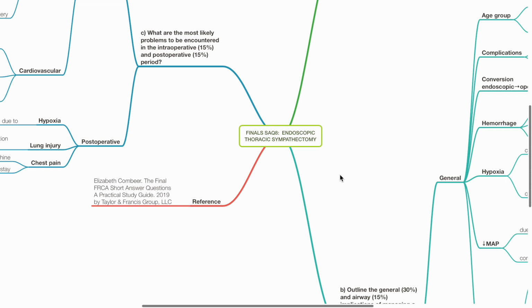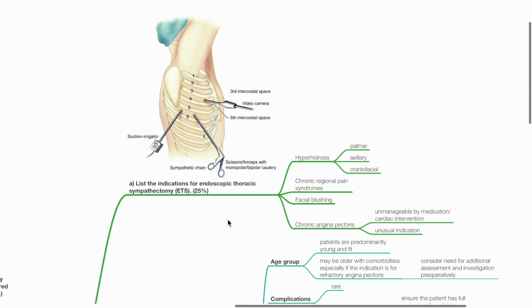Finals SAQ8 Endoscopic Thoracic Sympathectomy. A. List the indications for endoscopic thoracic sympathectomy (ETS), 25 marks.